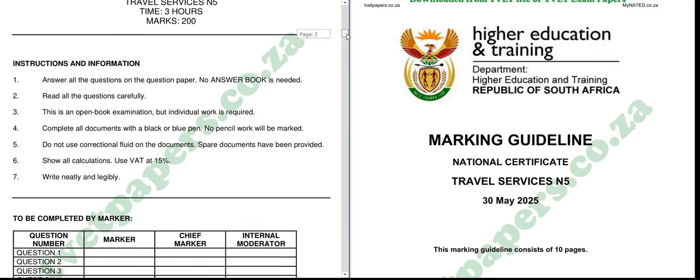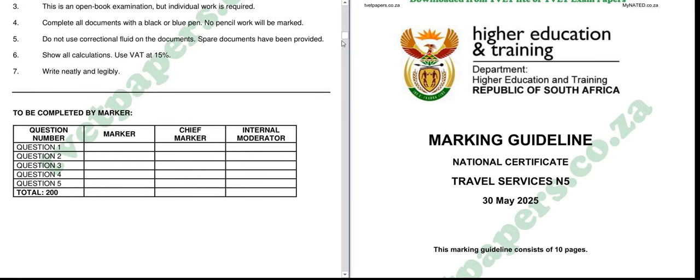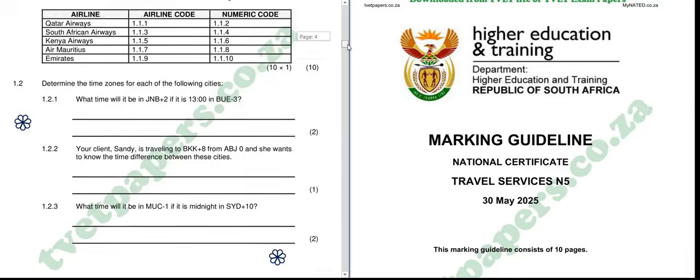In terms of the questions, we have a breakdown of the questions that need to be completed, question 1 to question 5, with a total of 200 marks. Also of importance is the instruction to show all calculations and use VAT at 15%. Very important. And then we go to the first question. This is our first question.